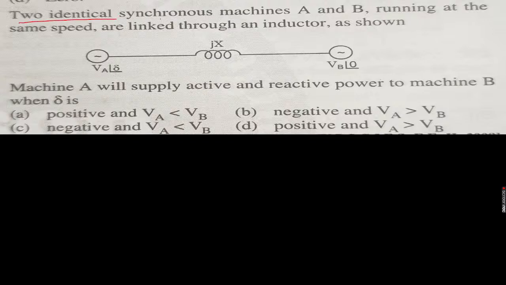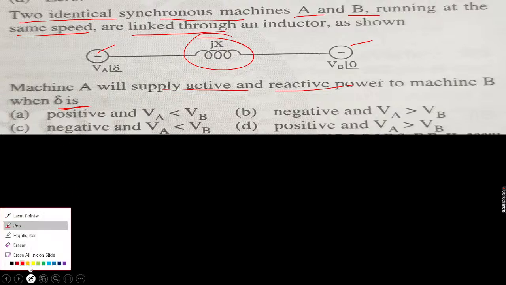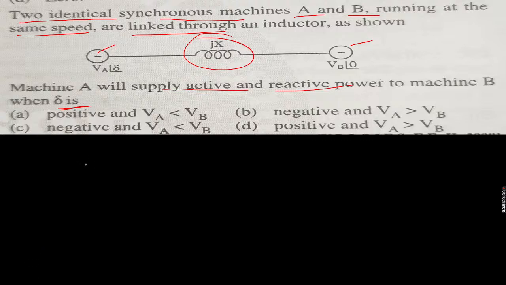Two identical synchronous machines, A and B, running at the same speed. There are two machines, right? A and B, and they are linked by the reactance X shown in the figure. Machine A will supply the active and reactive power to machine B when delta is dash. When delta and voltage, they are talking about both of these things. Anyway, let me explain the concept.